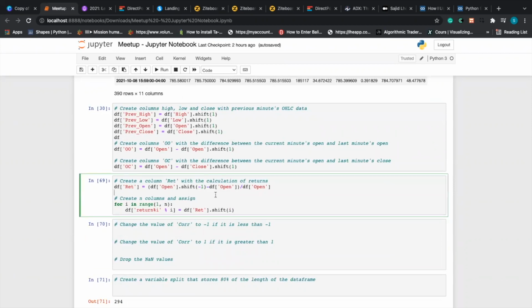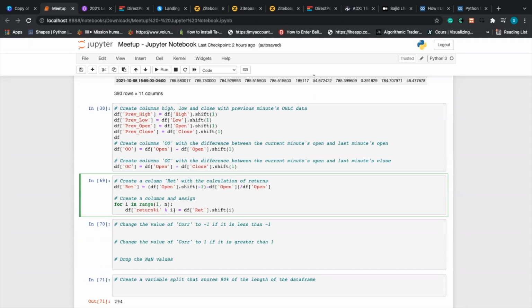Let's create a new column, which is going to be the column on which we are going to calculate the return. Next, we are going to calculate the return for every data point. And we're also going to save the return minute per minute.